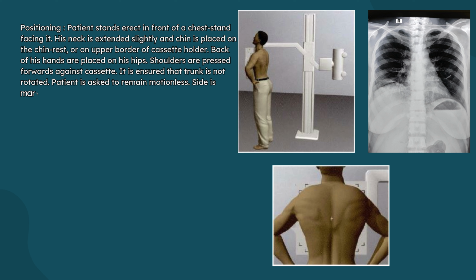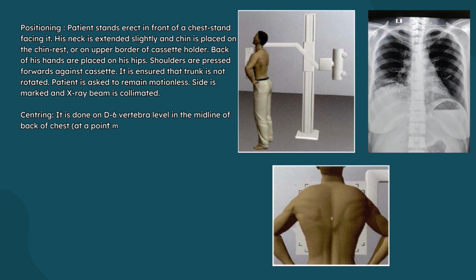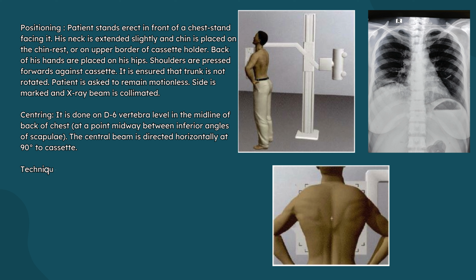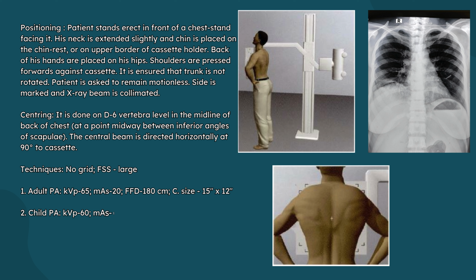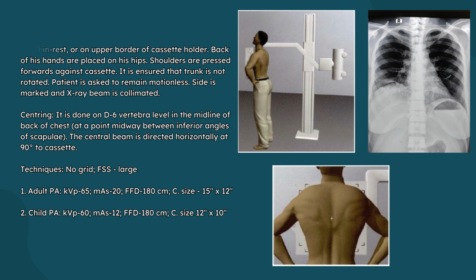Centering: it is done on D6 vertebra level in the midline of back of chest, at a point midway between inferior angles of scapulae. The central beam is directed horizontally at 90 degrees to cassette. Techniques: no grid, FSS large. 1. Adult PA, KVP 65, MOS 20, FFD 180 cm, cassette size 15 inches by 12 inches. 2. Child PA, KVP 60, MOS 12, FFD 180 cm, cassette size 12 inch x 10.